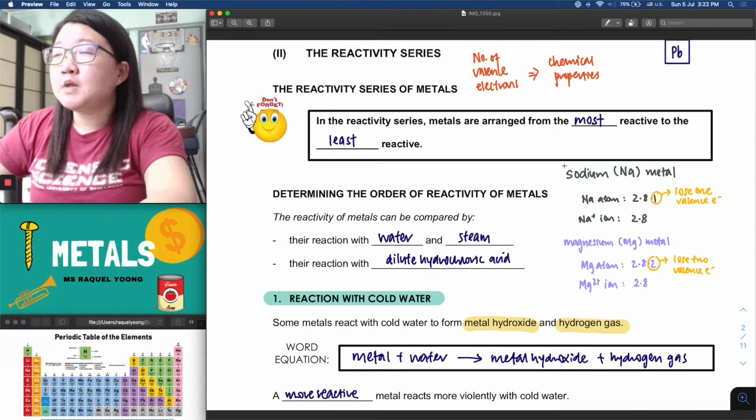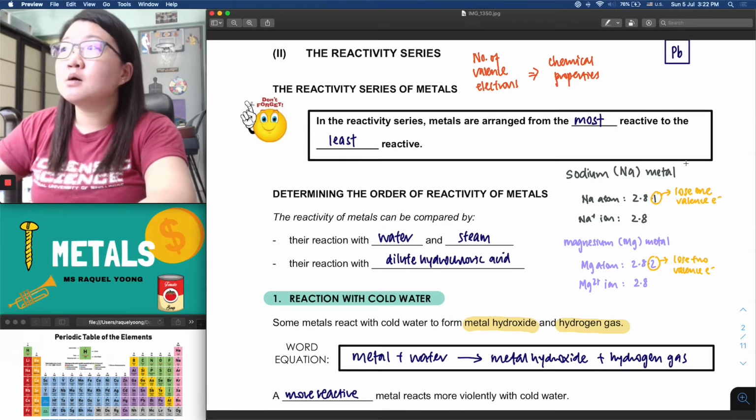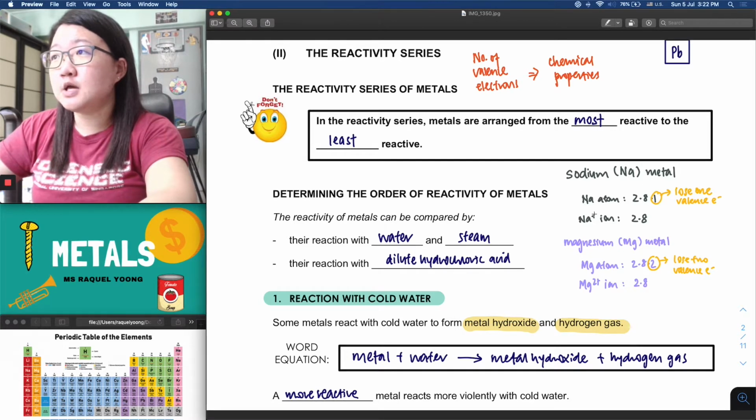Okay, and another concept that we should bring into this chapter is the part on atomic structure and chemical bonding. Using the example of our good friend sodium, in the topic on atomic structure, we have mentioned that the sodium atom has the electronic configuration of 2.8.1, so it is not very happy being in this position. It wants to achieve the stable octet electronic configuration.